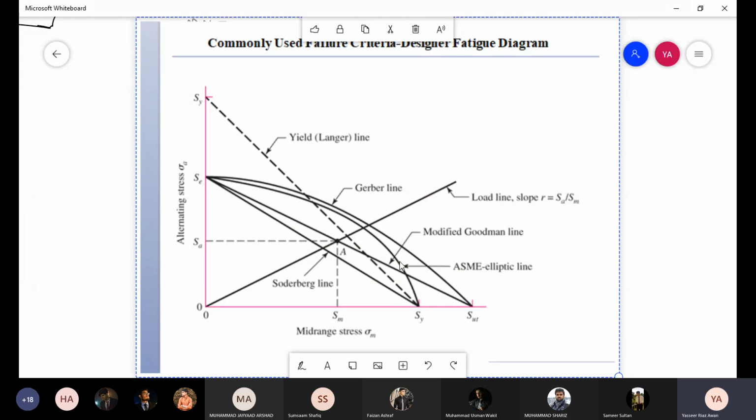Elliptic in this region has a built-in sort of yield check here. And in this region it approximates the Gerber line. It's very close to the Gerber line, in the region where sigma A is dominating and sigma M is a very low value. And lastly you have this Langer line, also called the yield line, basically used as the yield check.